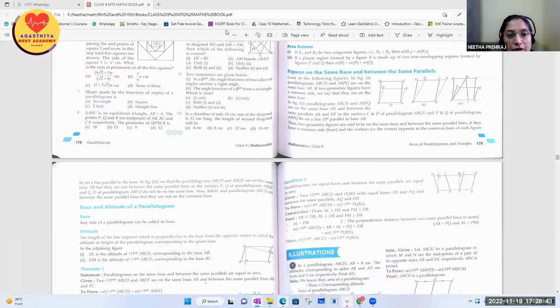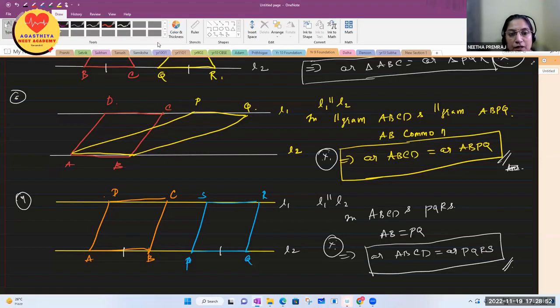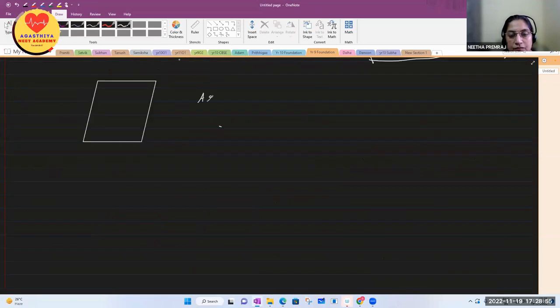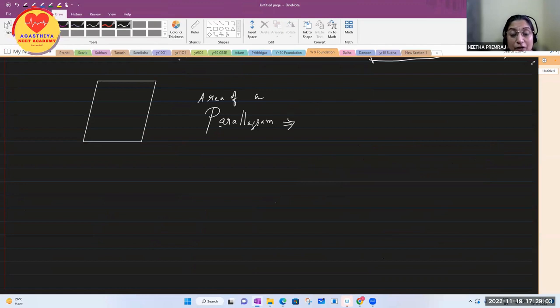Actually, there is a parallelogram. What is the area of a parallelogram? What's the formula? Yes, guys, what's the formula to find it? Opposite sides are equal. I'm asking the formula to find the area of a parallelogram. Half into H1 into H2, ma'am. Base into height, that's it. Base into height. This is the formula.